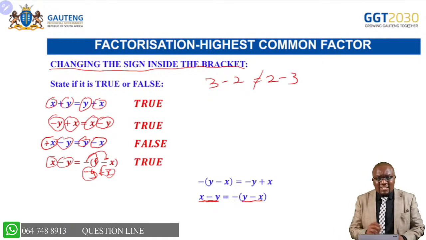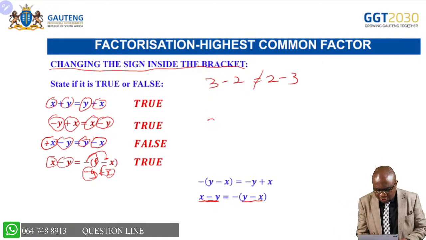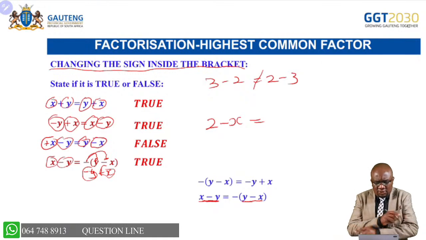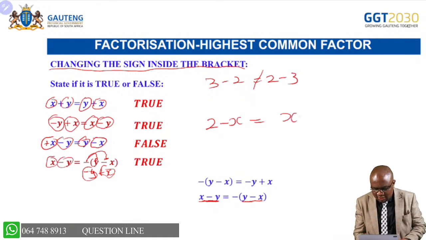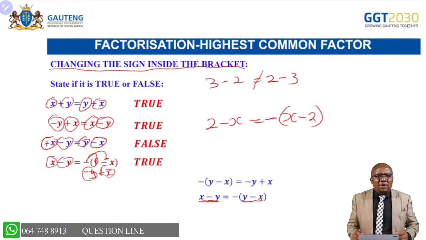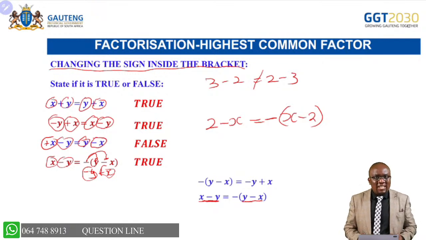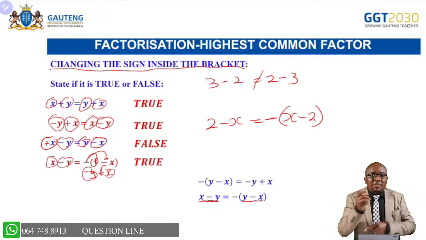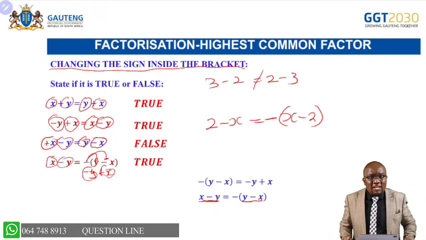Right, let's just do a short one. Say 2 minus x is equal to, let's swap these things around. It becomes x minus 2. And then to make them equal, we put a negative outside. That's very, very important. Now, let's say we have brackets that are not the same. The one is 2 minus x, the other one is x minus 2. We can make them the same by swapping them around and putting a negative outside.